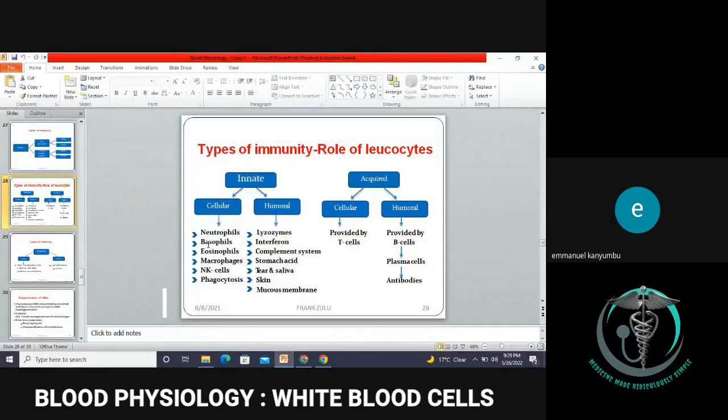So under innate cells, just try and look at which cells we find in the cellular innate system, in the humoral innate system, and then in the acquired as well, cellular and humoral. Here you have your B lymphocytes and T lymphocytes. Both of them are lymphocytes. Just look at the types of cells that we find in your innate immune system and in your acquired immune system. But really, this is more immunology than physiology.